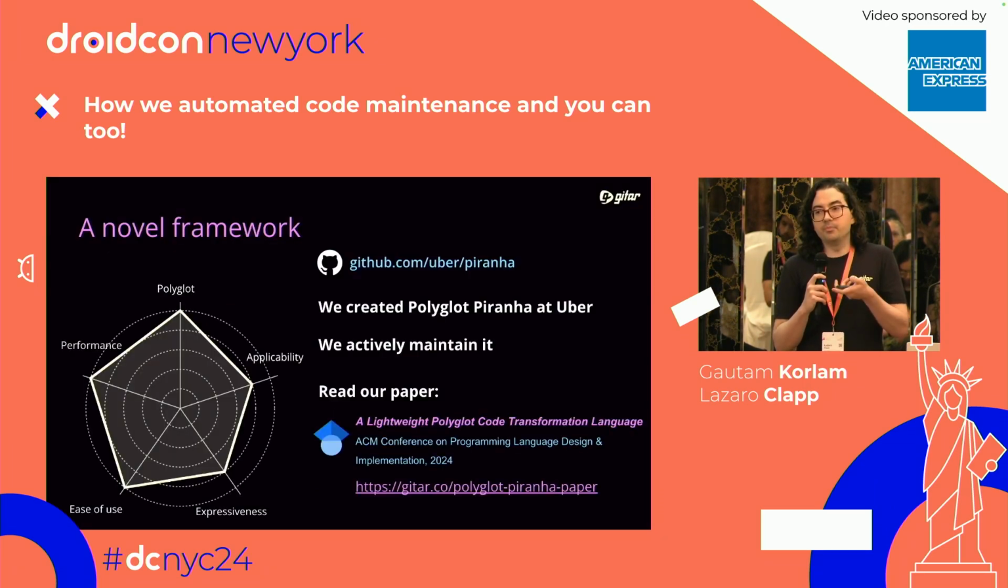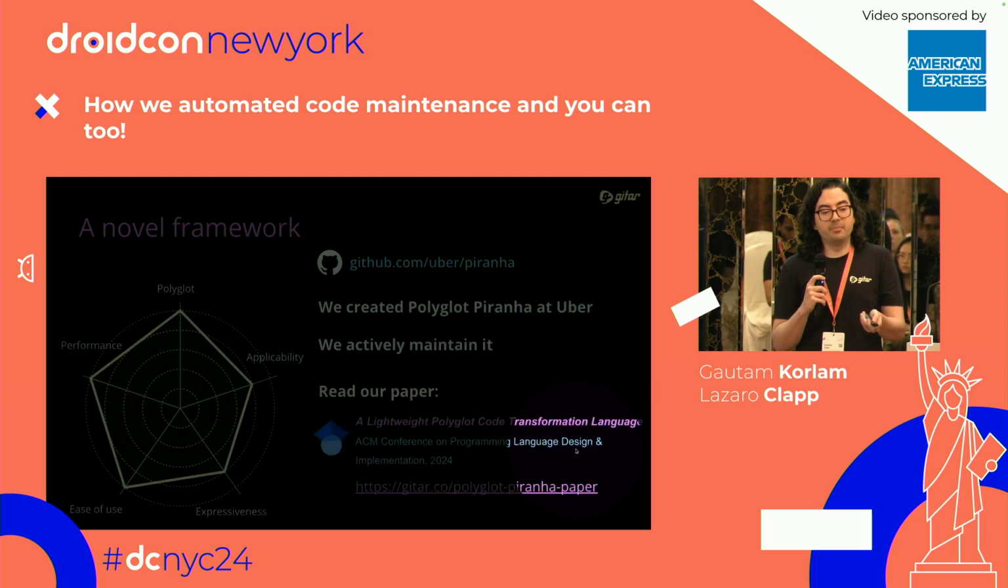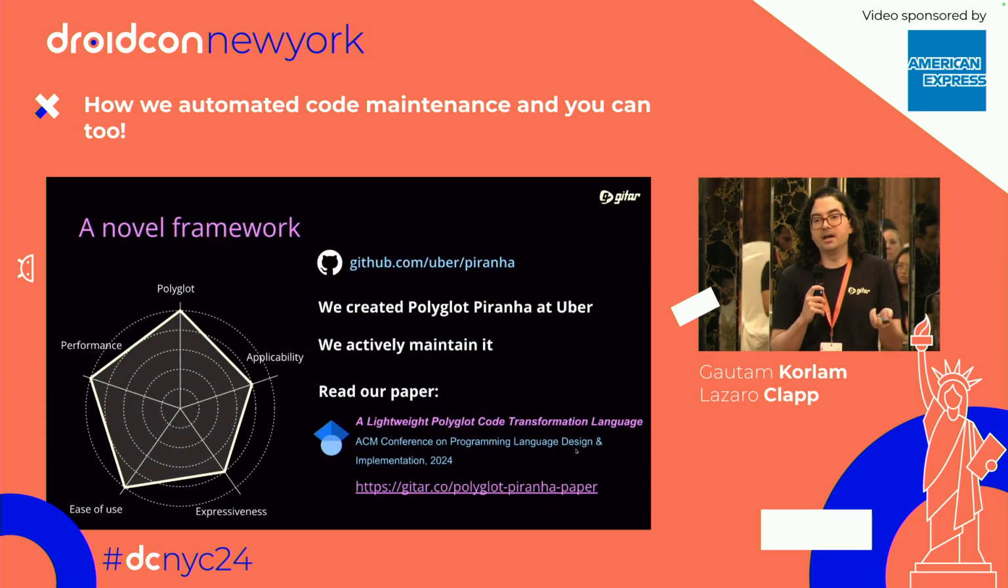While at Uber, we built this tool for polyglot code transformation, a code transformation framework that is cross-language, actively maintained, and open source. We have built a bunch of stuff on top of it at Gitar. But if you want to know the nitty-gritty details, there is a paper we published at PLDI, which is a top programming languages conference.